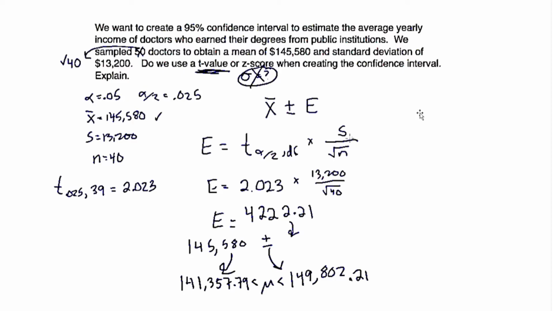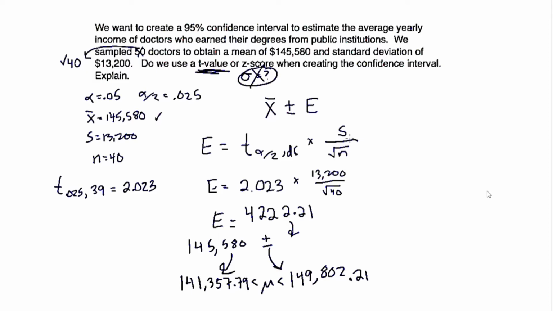0.025. The sample mean that we obtained from the sample was 145,580, and the sample standard deviation was 13,200. And the other thing we want to write down is the sample size, which in this case is 40. Now we already answered this question. Do we use t-score or z-score? We determined we're using a t-value, and the reason why is the population standard deviation is unknown.